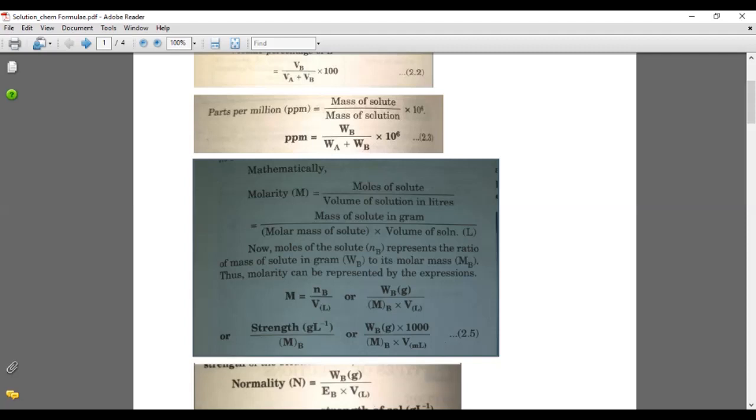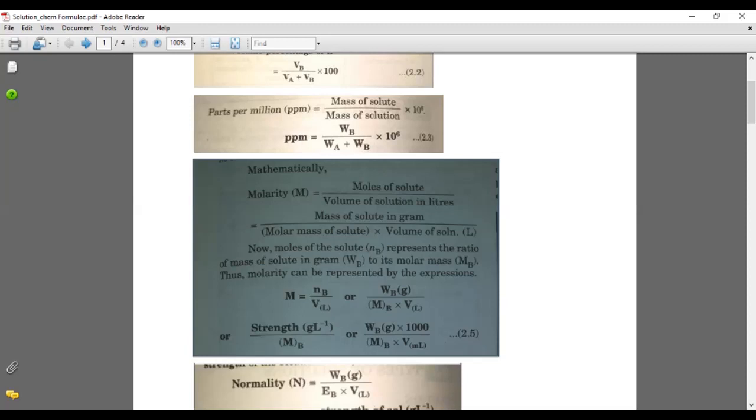So if mass of the solute is given, in that case molarity is equal to WB divided by MB into V in liter. Or if volume is given in milliliter, in that case the same formula will be M is equal to WB into 1000 divided by molar mass, that is MB, into volume in milliliter. So this is the formula of molarity.